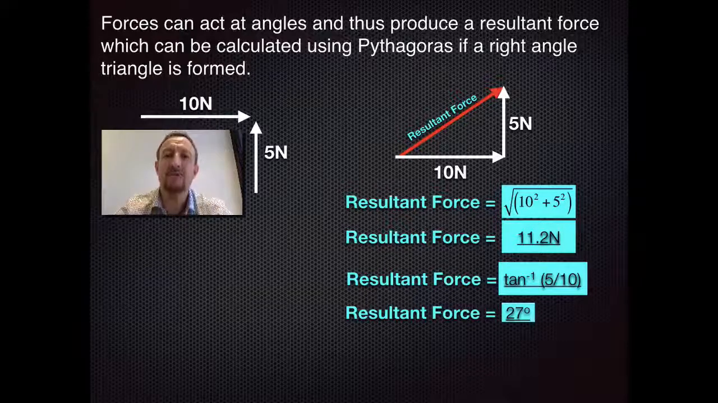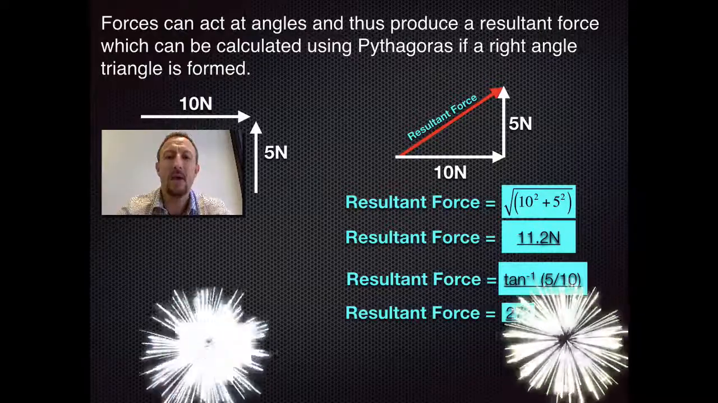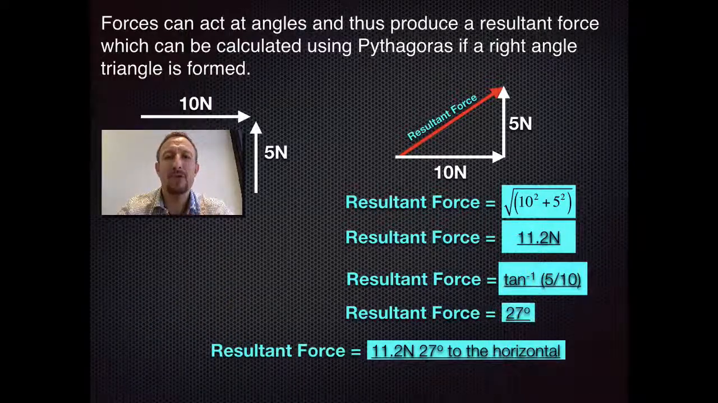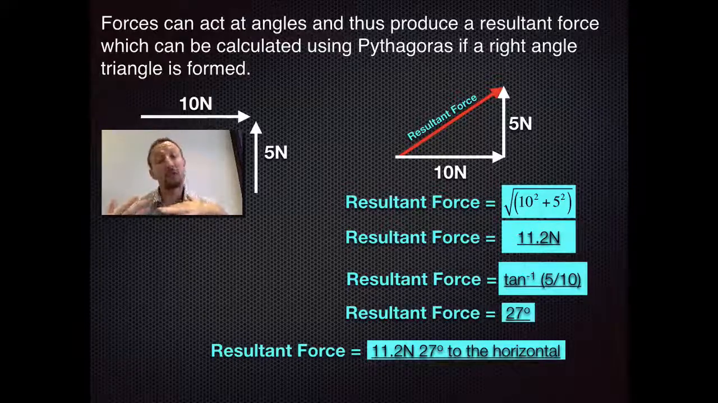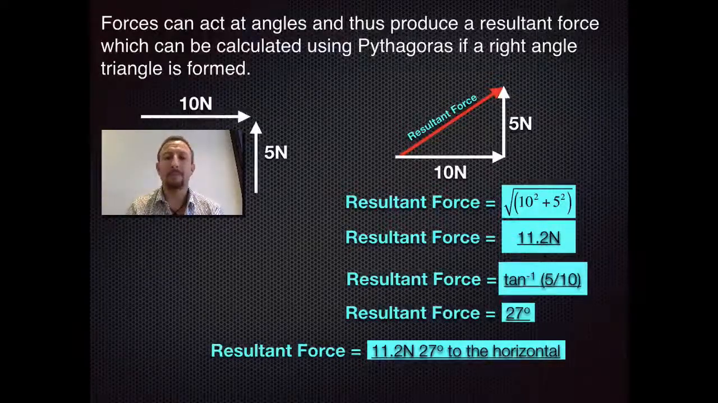So my resultant force vector, the red arrow, will be made up of 11.2 newtons at 27 degrees to the horizontal if I apply those two forces on an object. So I hope that makes sense. Now, that deals with not only one dimension, but also two dimensions as well.